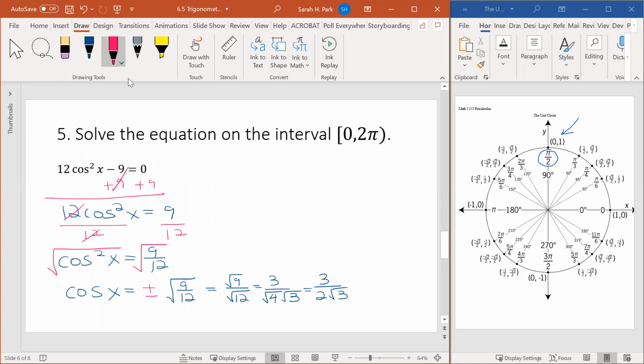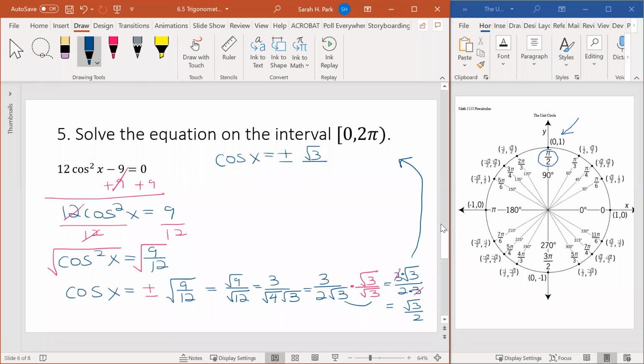Let's rationalize by getting rid of that square root of 3 by multiplying the top and bottom by square root of 3. We have 3 square root of 3 over 2. Square root of 3 times square root of 3 is just 3. Notice how you got a 3 up here and a 3 down here, so those two cancel out. And we have square root of 3 over 2. So that was just to simplify the square root of 9 over 12. So I'm going to carry that up and say cosine of x is equal to plus or minus square root of 3 over 2. So we got cosine of x is equal to positive square root of 3 over 2, or we also have the negative, cosine of x equals negative square root of 3 over 2.